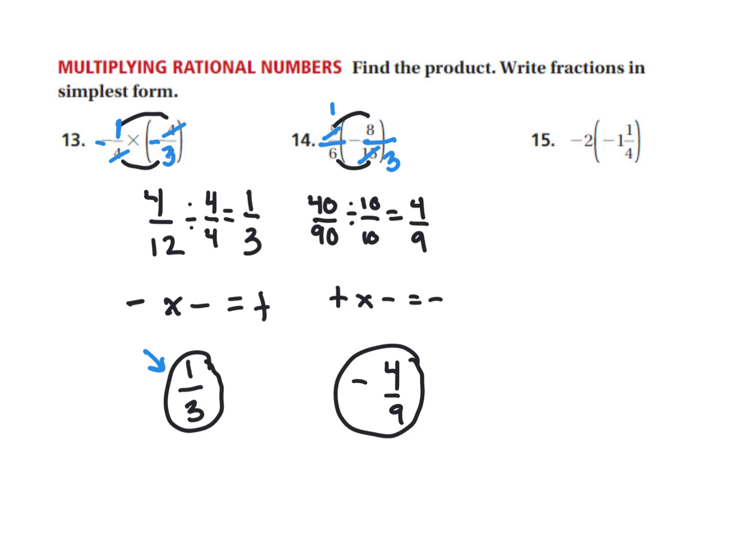6 and 8 also have a common factor of 2. 2 goes into 8 4 times, and 2 goes into 6 3 times. 1 times 4 is 4, and 3 times 3 is 9.